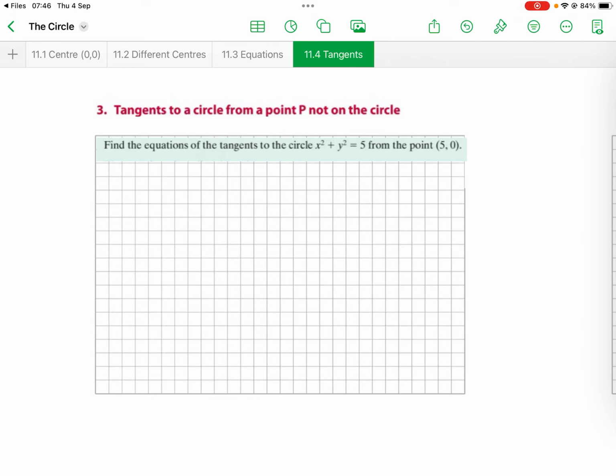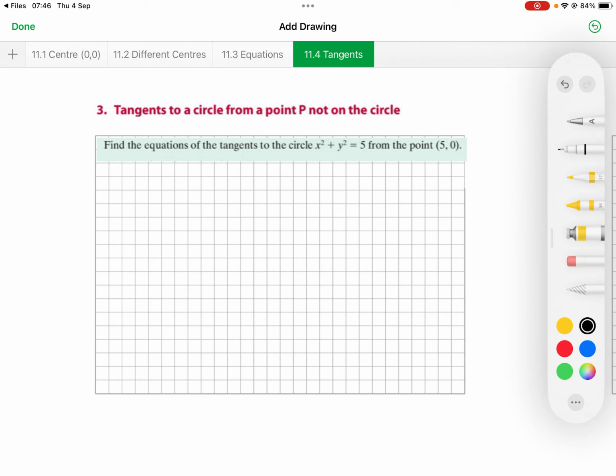Okay, so this question says, find the equations of tangents to the circle x squared plus y squared equals 5 from the point (5, 0). So again, we're just going to draw a quick sketch. So if this is our circle, now from this circle we can tell that the centre is (0, 0) and the radius is the square root of 5. So there's my centre (0, 0).